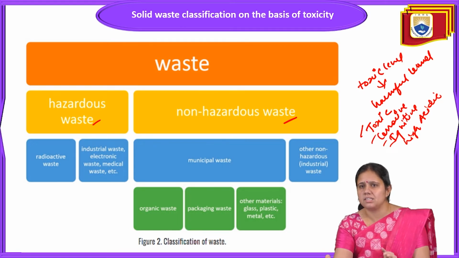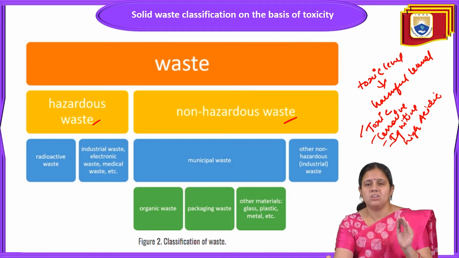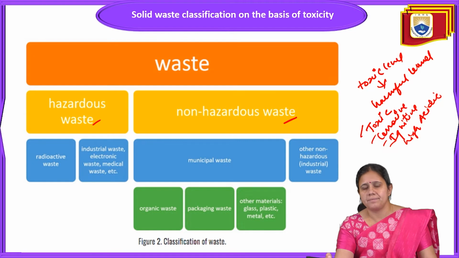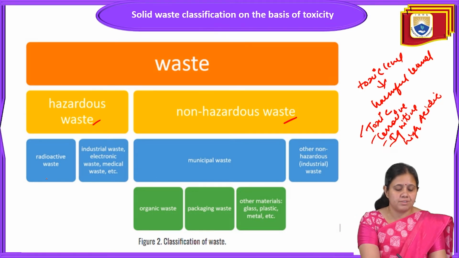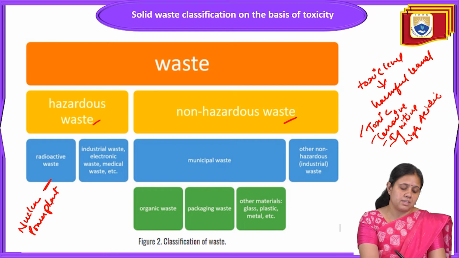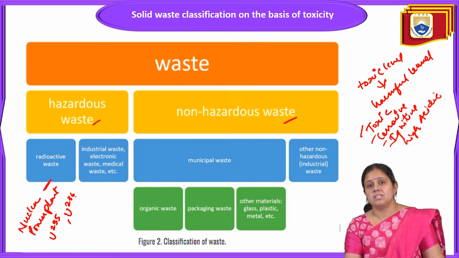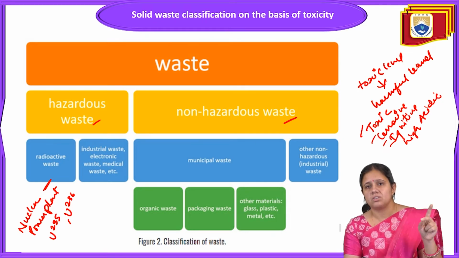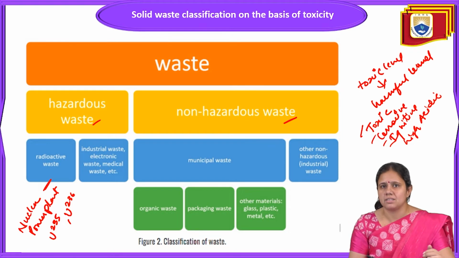Like that, the other category is non-hazardous. The handling of hazardous waste is very dangerous, so for its handling we have categorized waste into two types. First is radioactive waste, which comes from thermal nuclear power plants, and its examples are uranium-235 and uranium-236. Likewise, industrial waste is also hazardous waste, and it contains electronic waste and some medical waste, all of which come under the hazardous waste category.